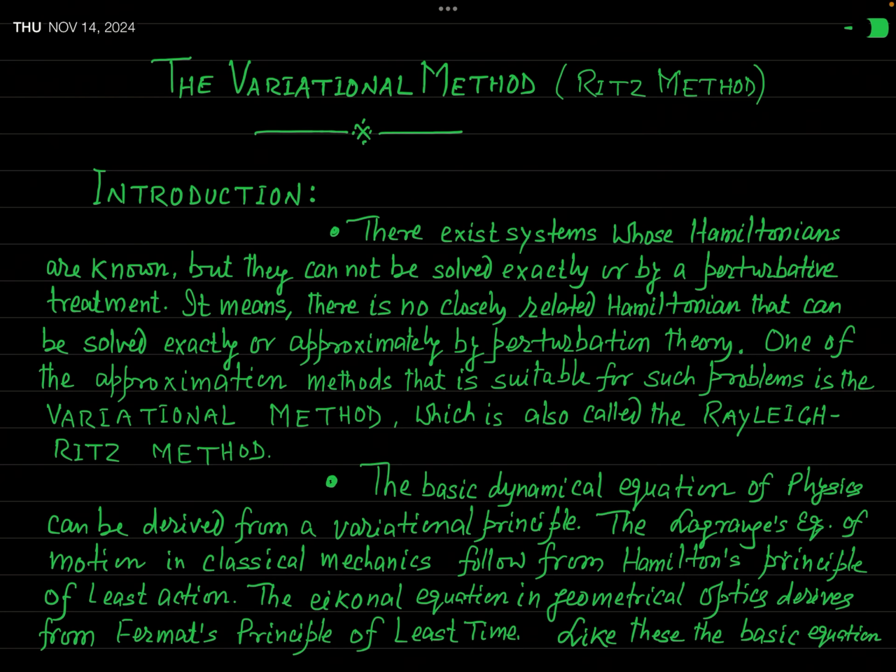And this method is called the variational method. In fact, this method was proposed by two well-known scientists, Rayleigh and Ritz, so this method is also called the Ritz method. Okay. So first of all, we will see some of the introductory facts regarding this variational method.